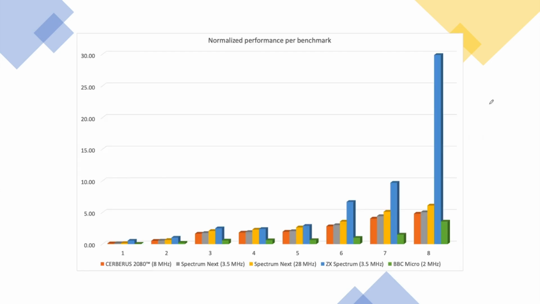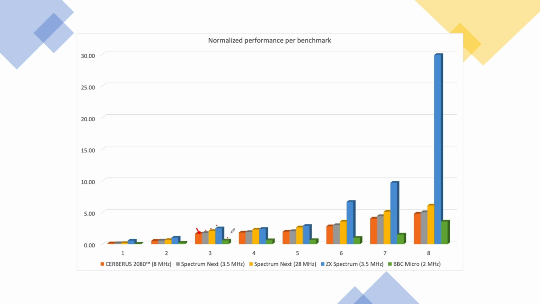So now if we plot this in a graph, you see here Cerberus in orange. So Cerberus is here, Cerberus is here, Cerberus is here. And then for each benchmark number from 1 to 8, we plot a little bar corresponding to the normalized result. And the lower the bar, the faster the computer. And what you see again is that Cerberus is consistently faster than everybody. So this is lower than this, and this, except then the BBC Micro.